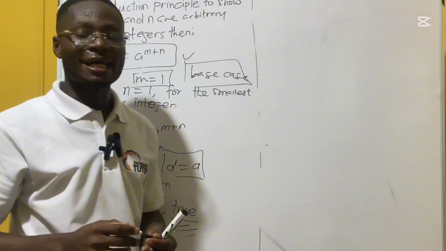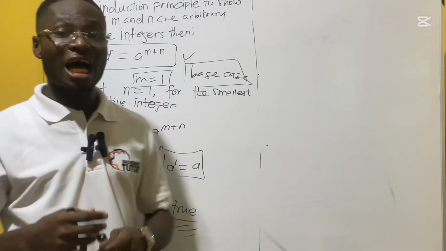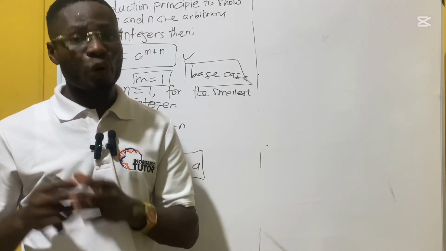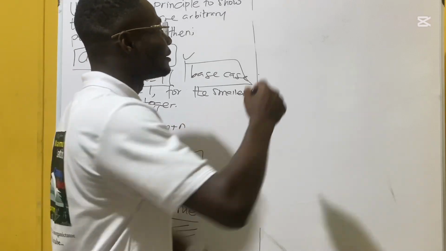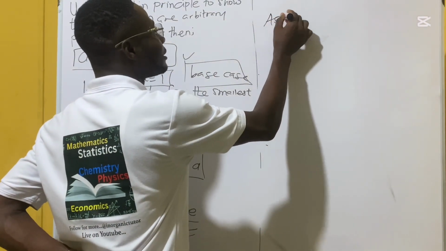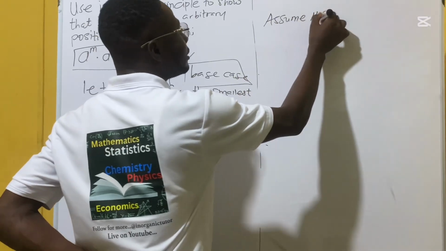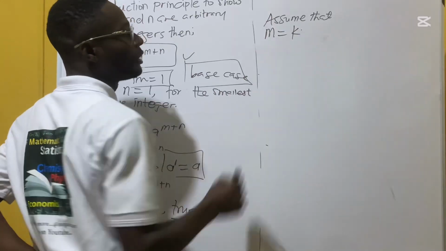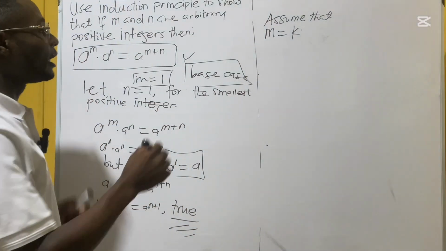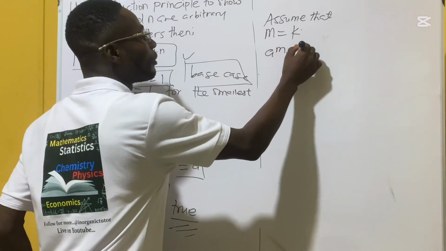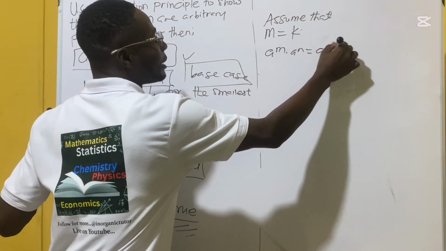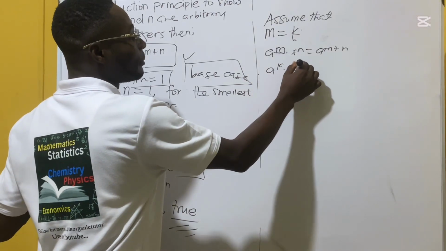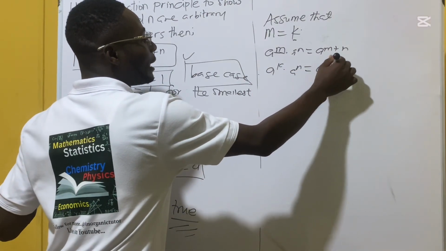Now let's set up a hypothesis, okay, where we assume that there is an arbitrary positive integer, where we assume that m is equal to k. Okay, so if m is equal to k, then we can see that a^m · a^n is equal to a^(m+n). So we substitute m with k. Okay, so we're going to have a^k · a^n is equal to a^(m+n).